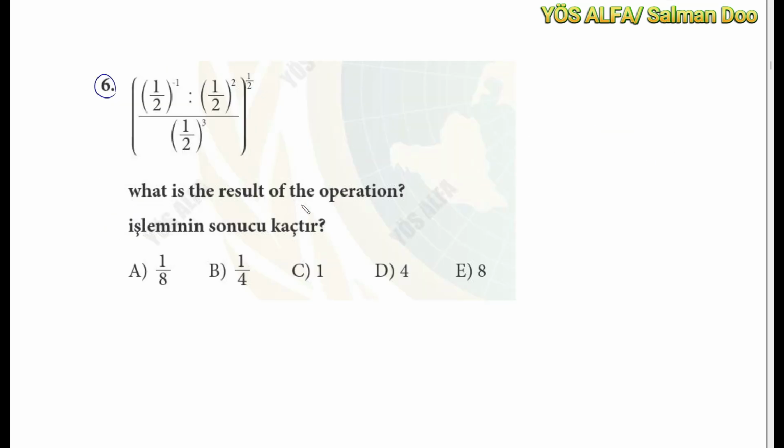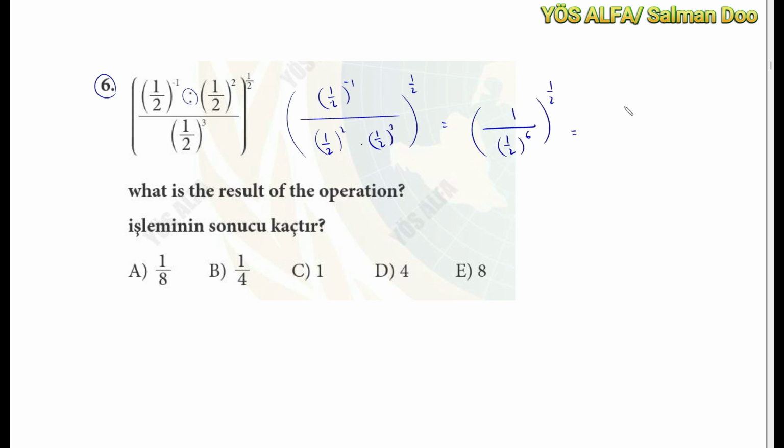What is the result of the operation? Let's simplify this. Since we have half in different forms, we're going to collect all the terms on the denominator. We already have half cubed on the denominator, and half to the minus 1 is on the numerator. And since this is a division, we can send this to the denominator, and we have half squared. Simplifying this, we get half to the 6, the whole power half, which is equal to 1 over 2 cubed. So the answer is 8.